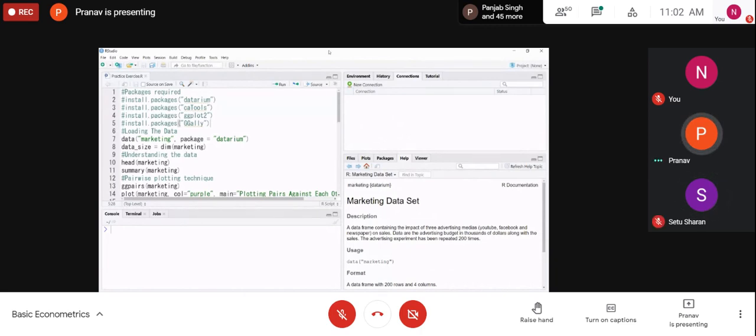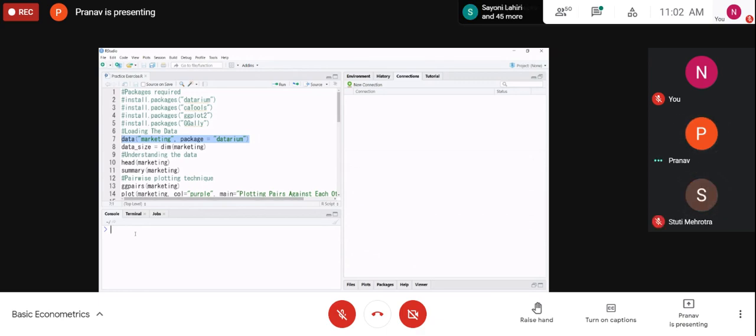Yes, sir. Okay. So after installing the package, the next thing is to load the data set marketing from the package Datarium. So I'll simply run this. Can you all see the code, or should I zoom it more? Sir, it's visible. Okay? Yeah. So I run this. This step is for loading the data.